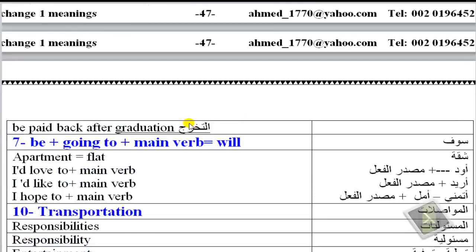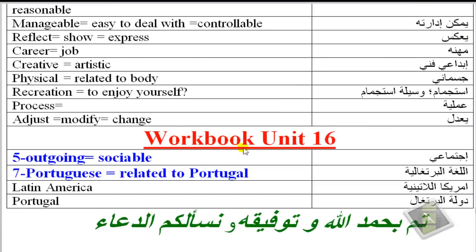Workbook. Let's take the workbook, unit 16. Outgoing, sociable: British and American. Portuguese: related to Portugal. Latin America, Portugal.